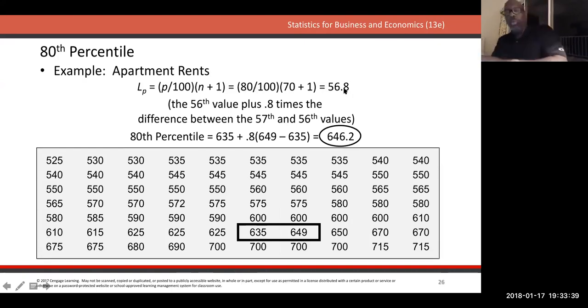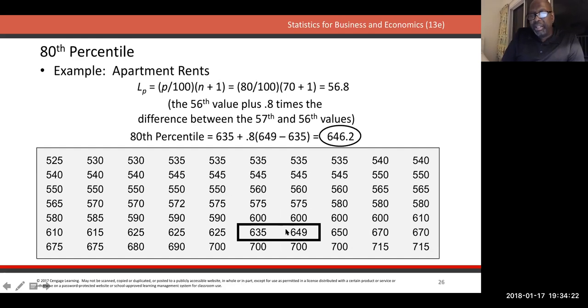So in essence, we are going to find that 80th percentile by taking the 56th value, and that 56th value is the 635, which is here, and then we take 80%, 0.8, of the difference between those two. If we think about 57, that's the 57th number, that's the 56th number. The space in between here, we're traveling between 56 and 57. So that 0.8 represents 80% of the way in between those two.